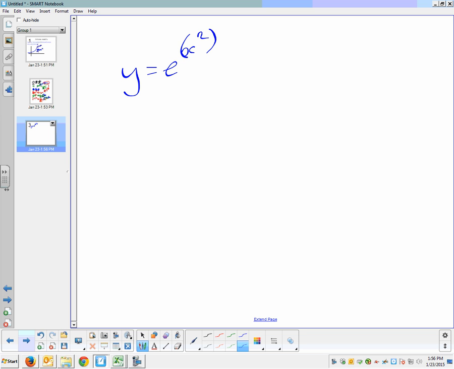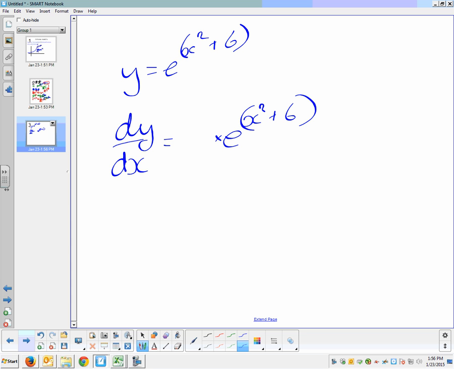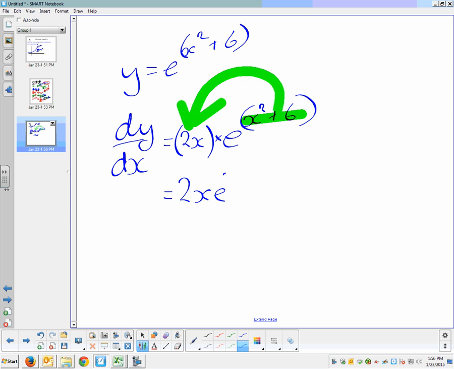So you can stick whatever function you like in there, x squared plus 6, and the same rule always applies. Dy by dx is, well, it's e, so that means it doesn't change, multiplied by whatever the function in the brackets differentiates to. And what does x squared plus 6 differentiate to? Differentiates to 2x. So that's 2x e to the x squared plus 6 by chain rule.